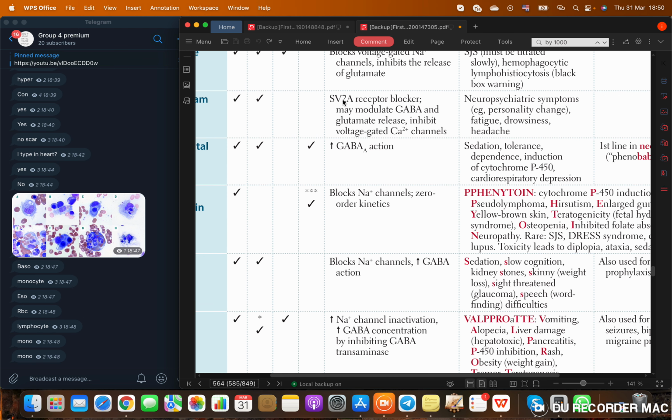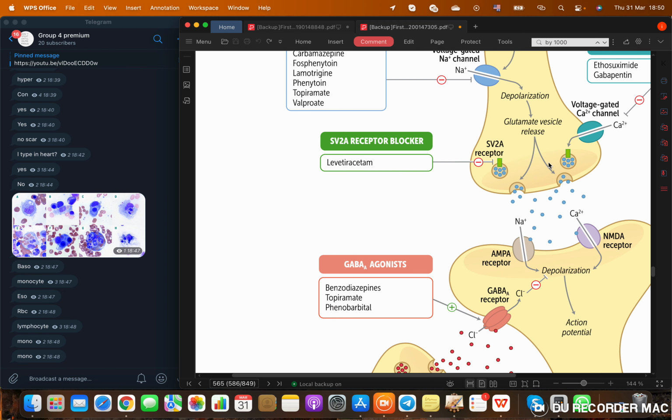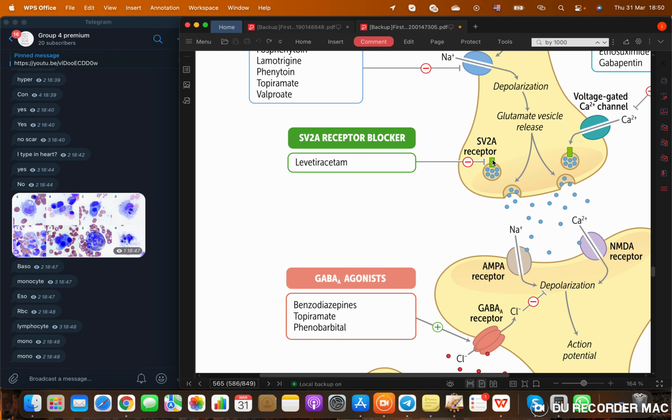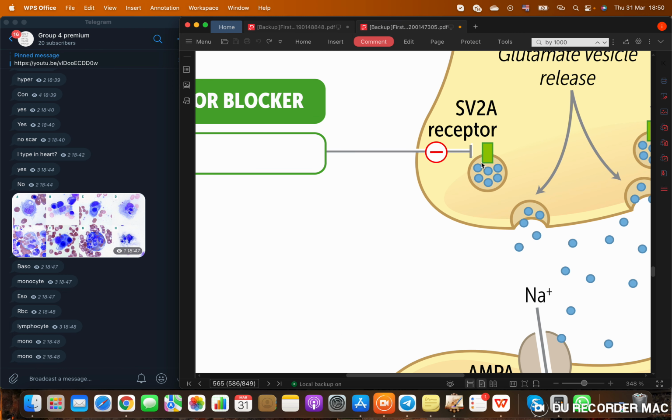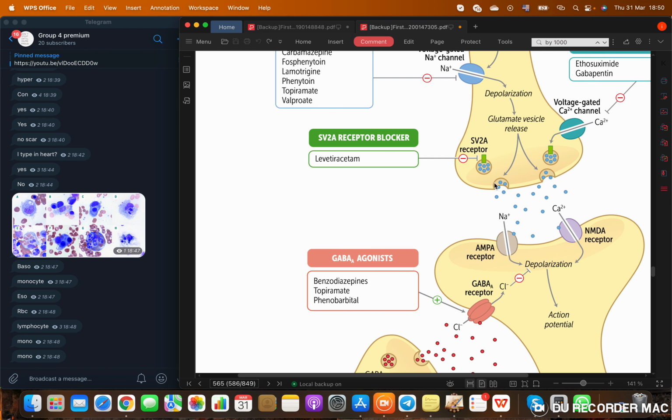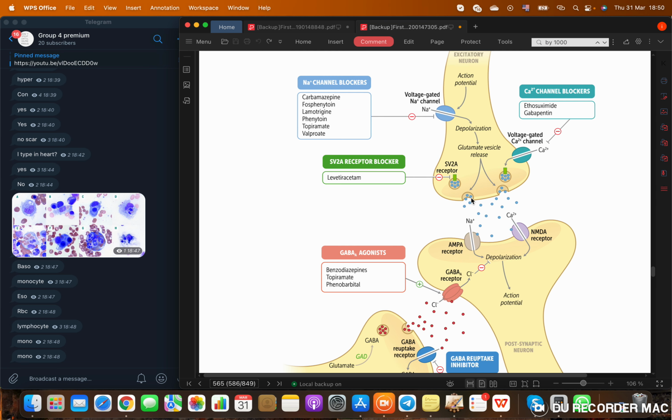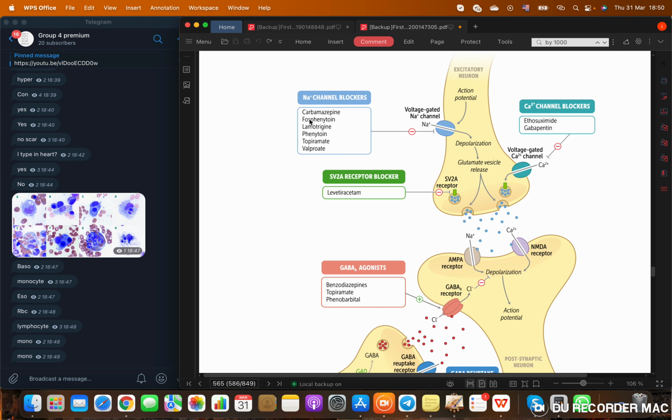So if we come here, this is the levetiracetam. As you can see, it can block the calcium release, because it will block the release of calcium from the presynaptic cleft. No release, no depolarization, no action potential, no seizure. Okay, so good. And lamotrigine, you can see how it can work at the sodium channel.